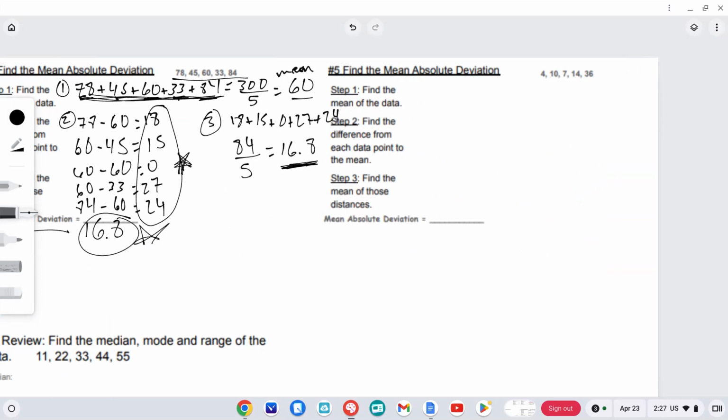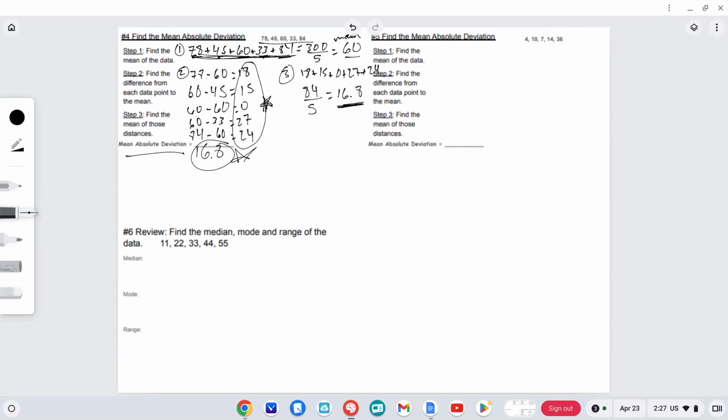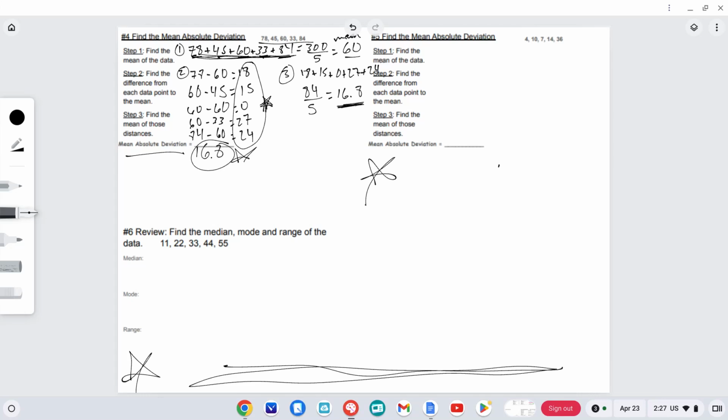All right, so your job now, on your paper, you have 2 boxes left, and I think there are more down here on your printout, and that's okay. You have 2 boxes left, number 5 and number 6. Number 5 is exactly what we just did, right? You're going to do the exact same steps. You can look at the old examples. And then number 6 is the basics of what we did last week. You're finding the mean, median, mode, and range. You didn't even have to do the mean because we've been doing it already today.